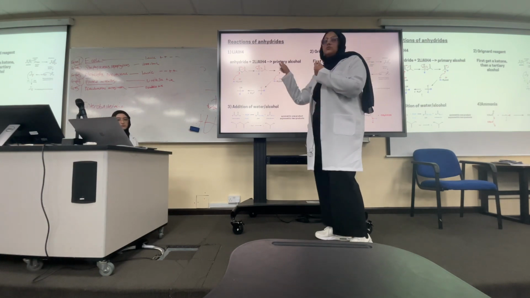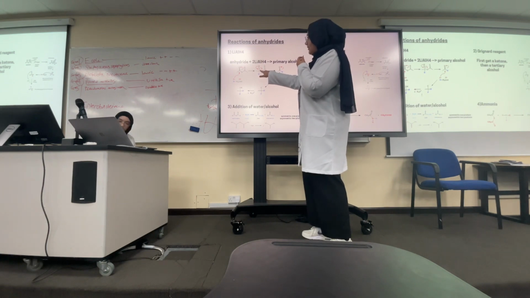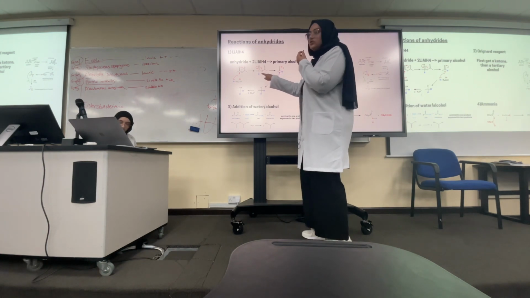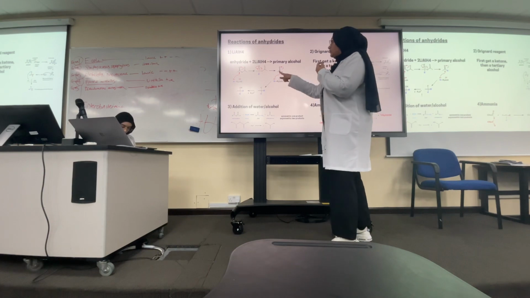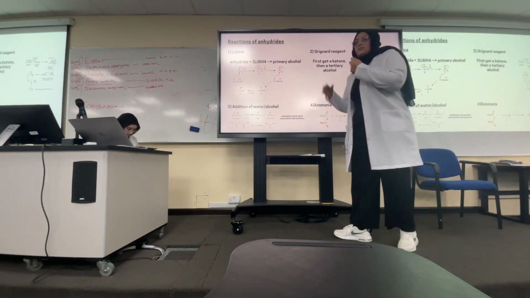But now my carbon has what? 5 bonds if it forms the double bond, right? So what happens? The bond between my carbon and my oxygen will break. So now what do I have? I have my aldehyde. So that's this reaction.